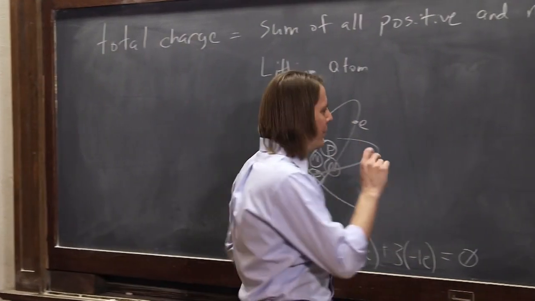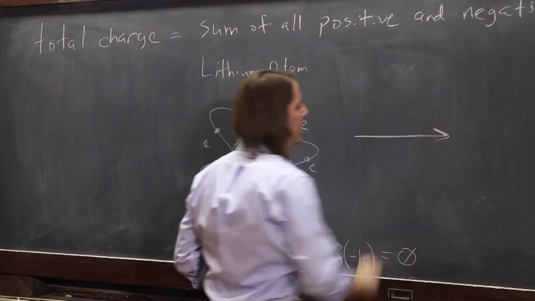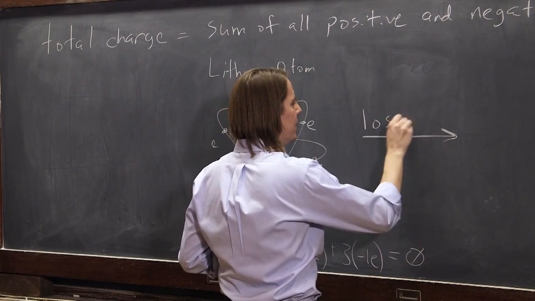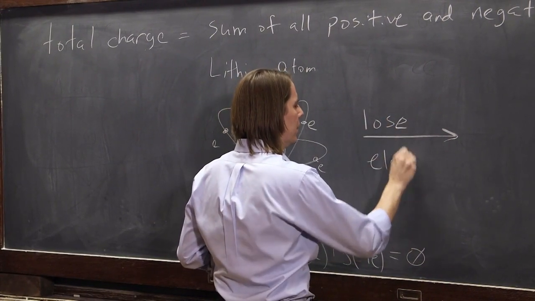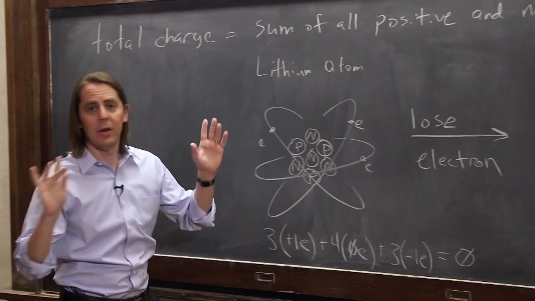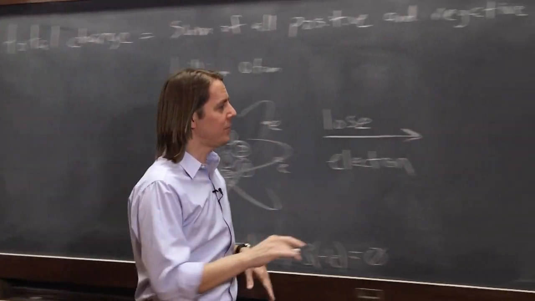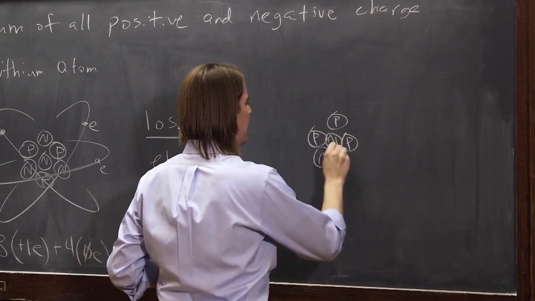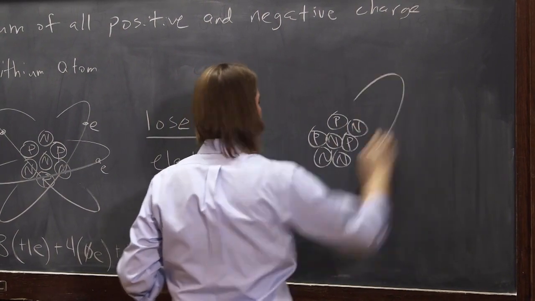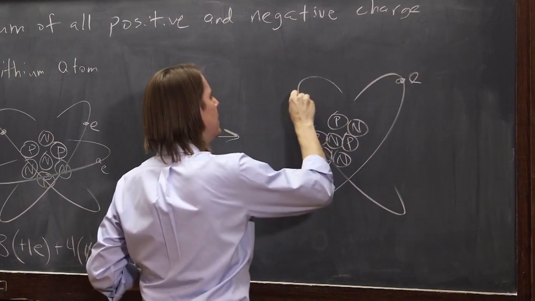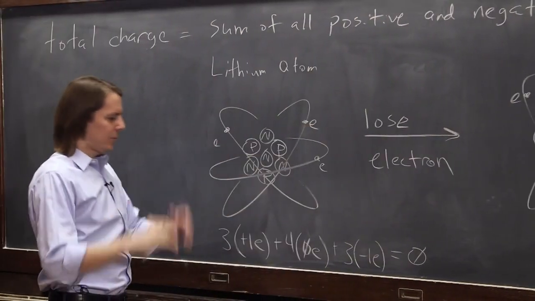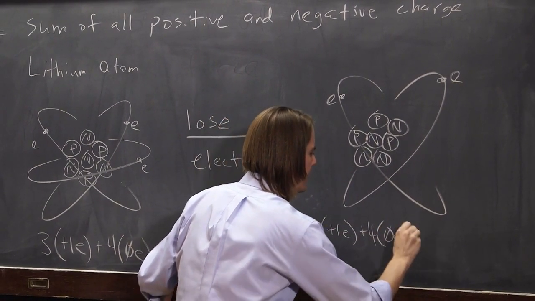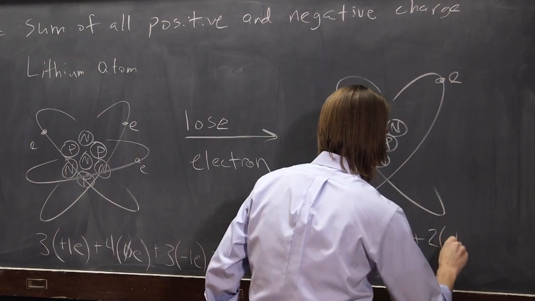Now, we want to think about something that's not neutral, that has charge. Something bad has to happen to this lithium atom. Something horrible. Let's say it is to lose an electron. I don't know how. I don't even want to ask. Who knows? Let's just say it loses an electron. P, P, P, N, N, N, N, E, E, and that's all. It looks horrible. Well, let's add it up real quick. 3 times plus 1 E plus 4 still times 0 E plus only 2 times minus 1 E.